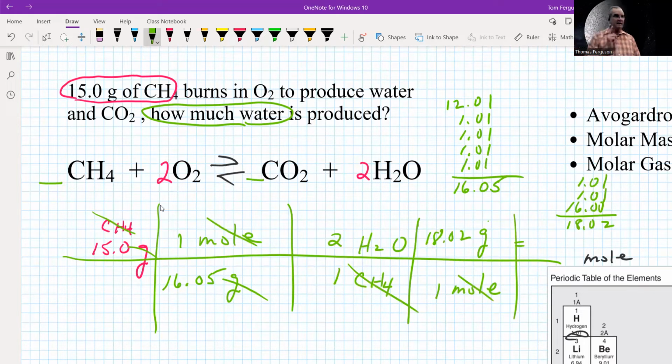So notice everything cancels except grams of water. That's what we're trying to calculate, grams of water. So make sure in the setup on your paper that when you're canceling units, everything cancels except what you're trying to calculate. If something is left over that you're not trying to calculate, the setup is wrong. And again, this is 90%.